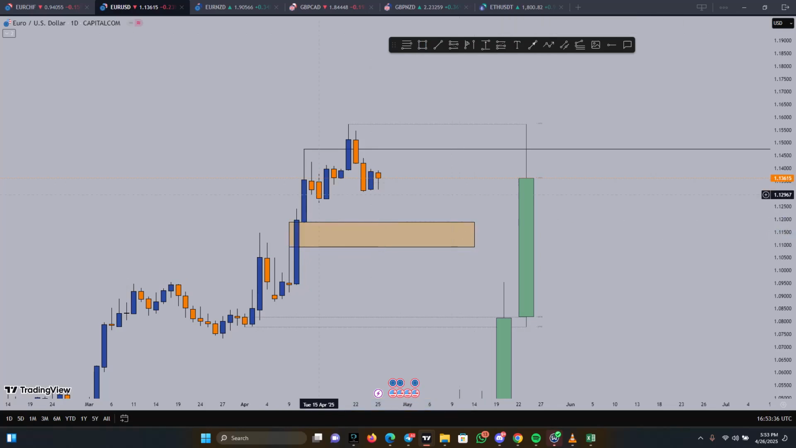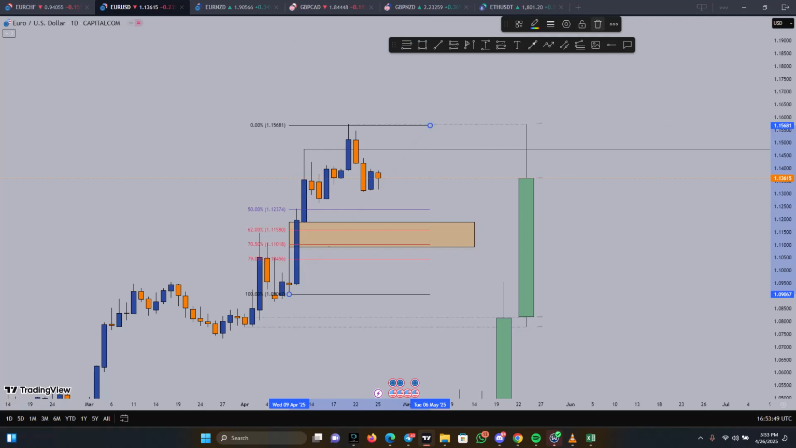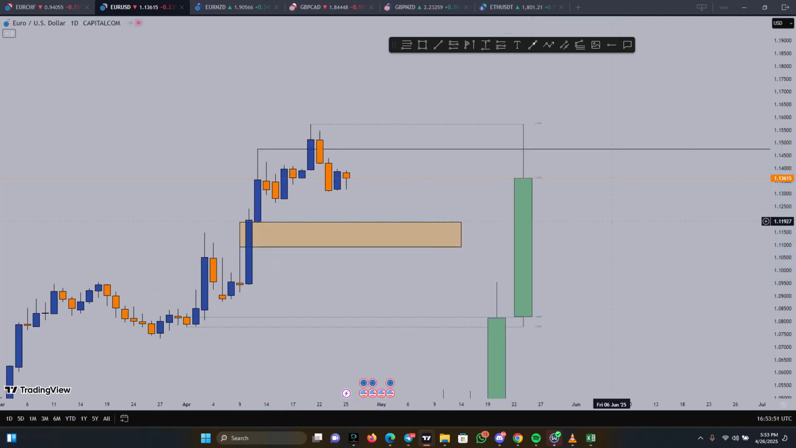This one has been mitigated. This one that was created here, this one took it out. So I'm focusing on this because that's the discount level FEG. That one is what I'm prioritizing. So now, what am I doing? This was Tuesday, this Monday, Tuesday, Wednesday, Thursday, Friday. So I'll be looking at my entry from this candle here because there's a gap there.